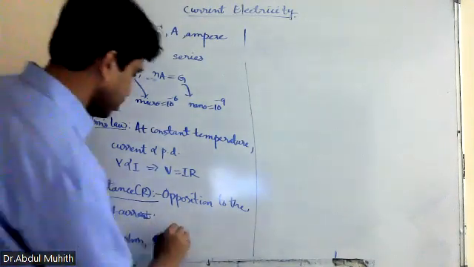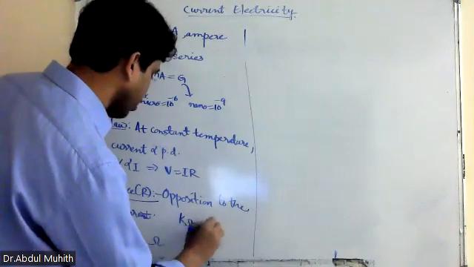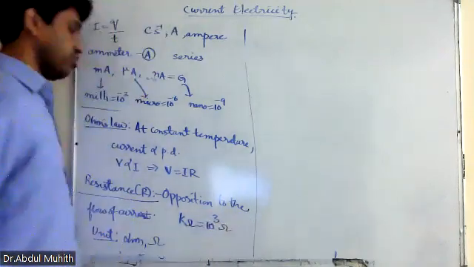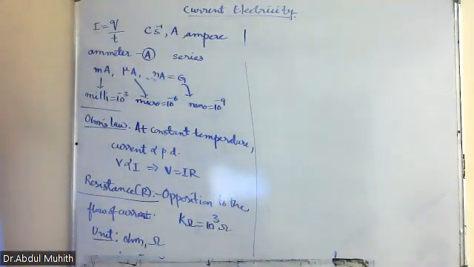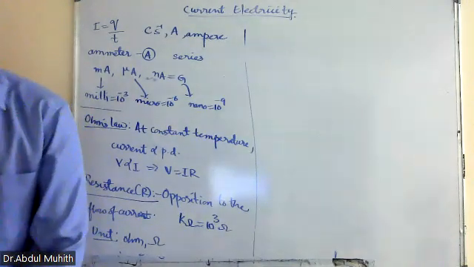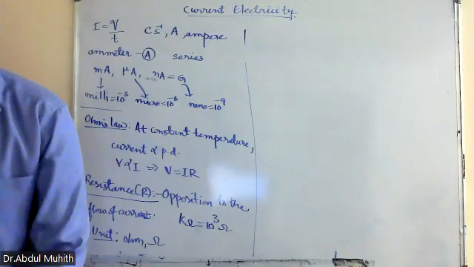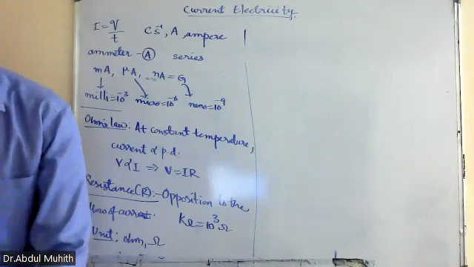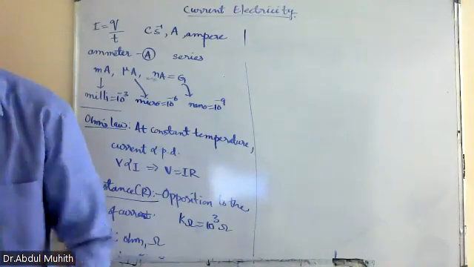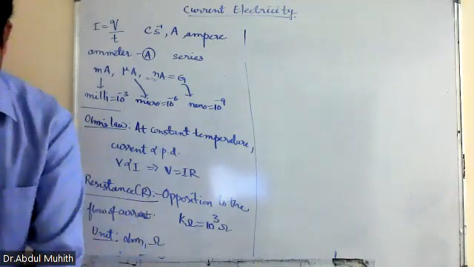We can write kilo ohms like this. Kilo ohm means 10 to the power of 3 ohms. Kilo ohms, mega ohms, like that. Before going to resistance, we have to first classify the material. How is the classification of material done?